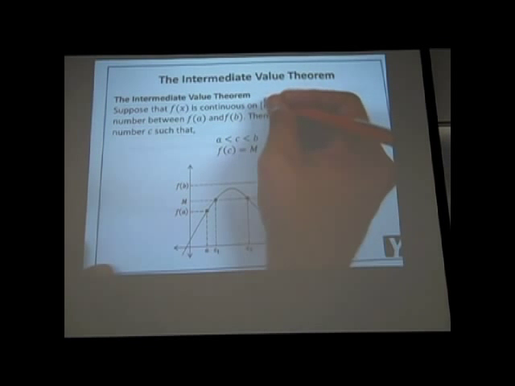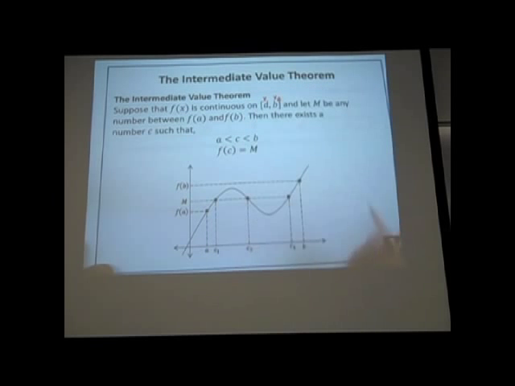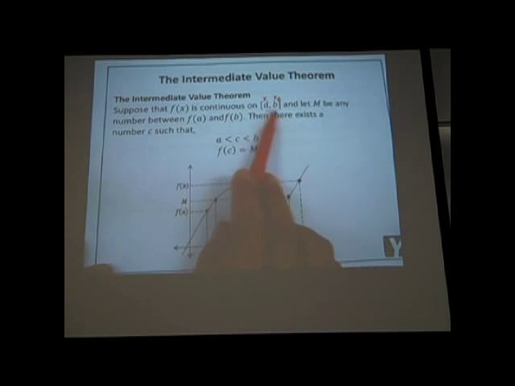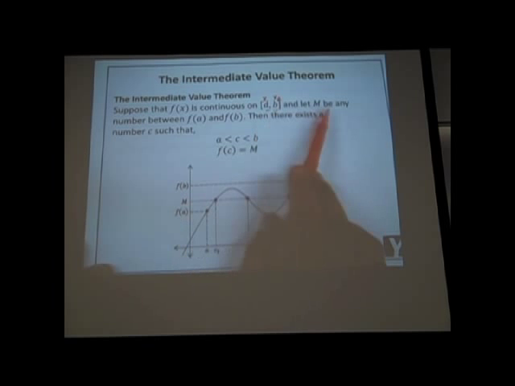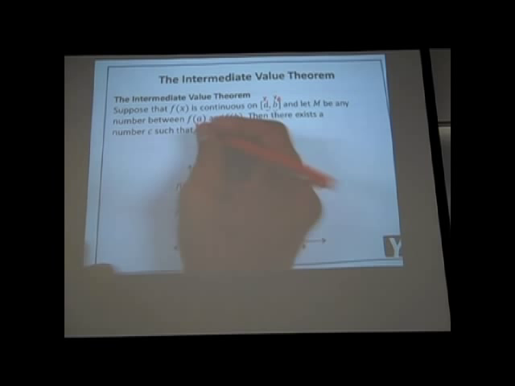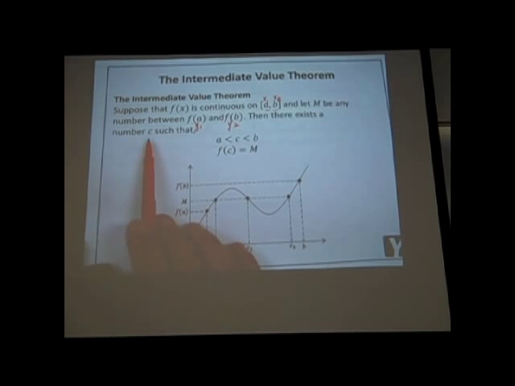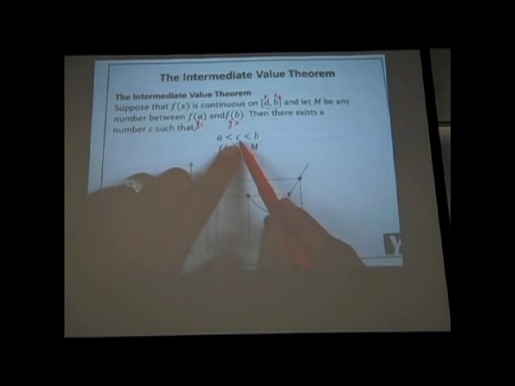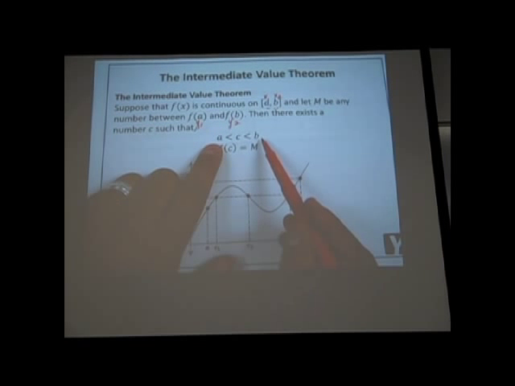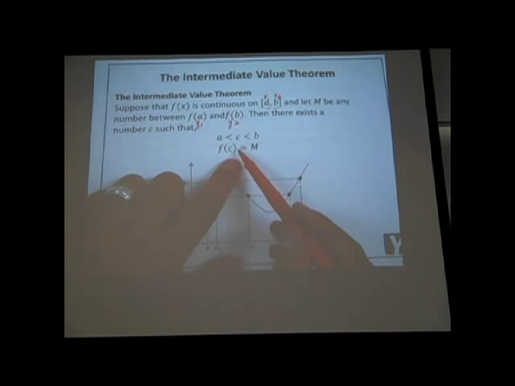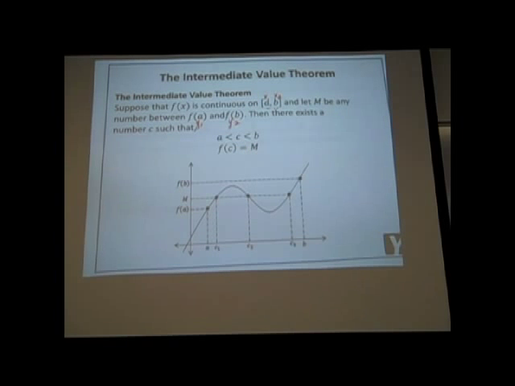These are x coordinates, an x1 and an x2. If the function is continuous between these 2 points, and m is some number between f of a and f of b, those are y values, then there exists a number c, such that c is between your endpoints, and if I evaluate the function at c, I get m. Let's try that one more time.